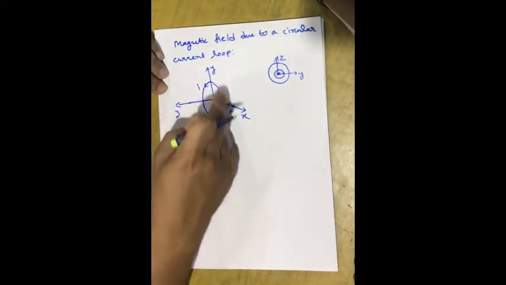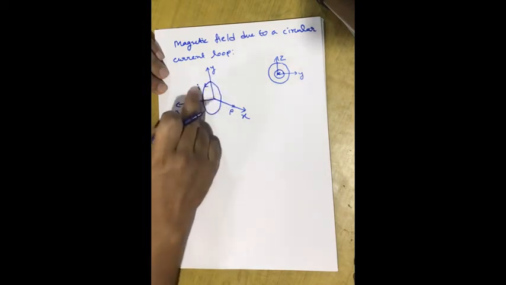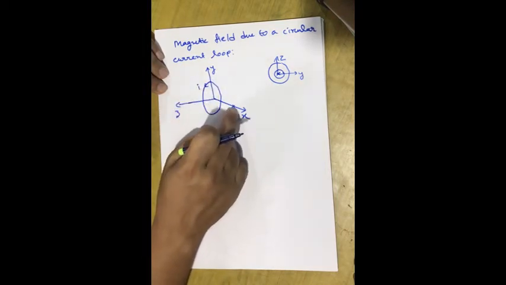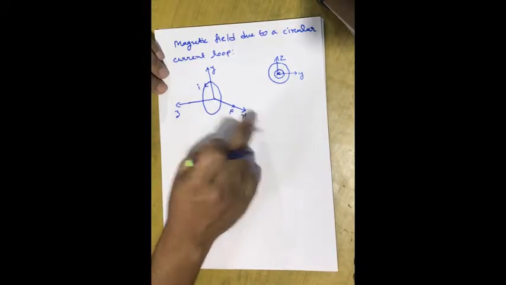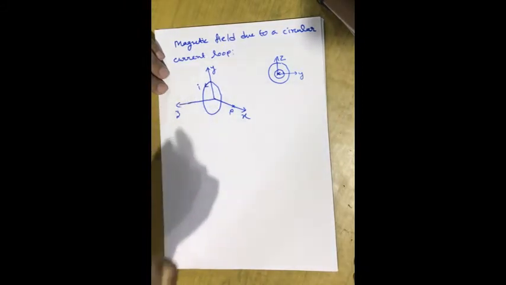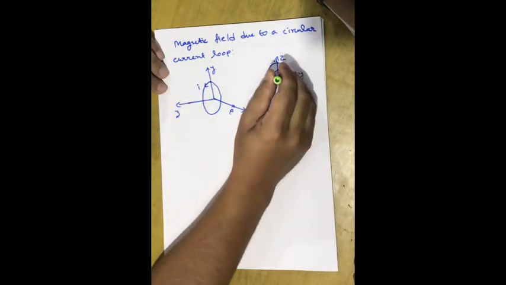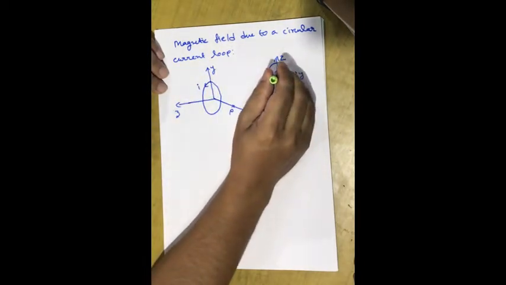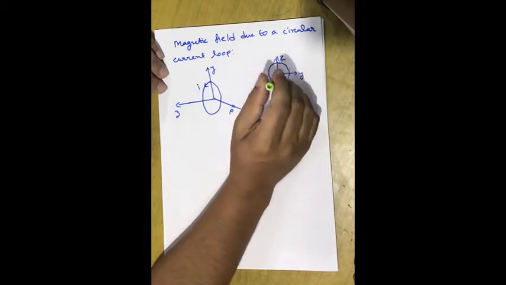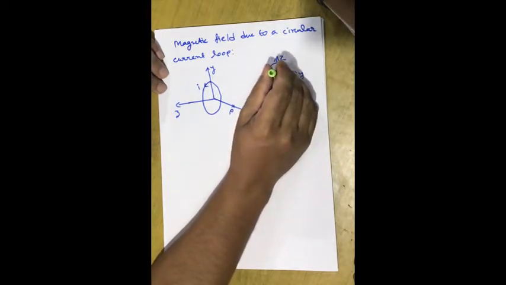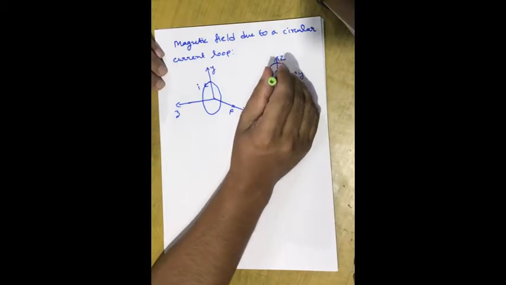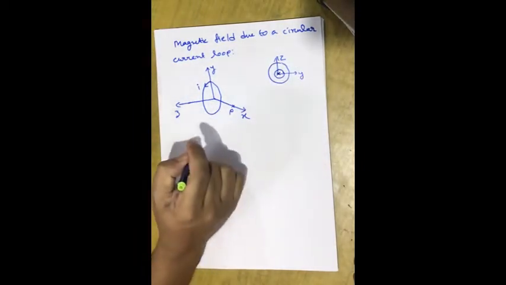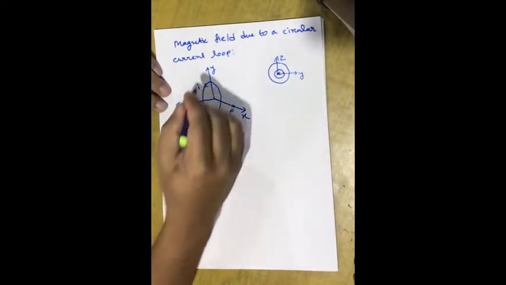The current loop is in the YZ plane. It is carrying a current I, and we are going to determine the magnetic field at the point P, which is on the x-axis. And as I have already told, the x-axis passes through the center of the loop and is perpendicular to the YZ plane. So it is on the axis of the circular loop. For this, the procedure is similar.